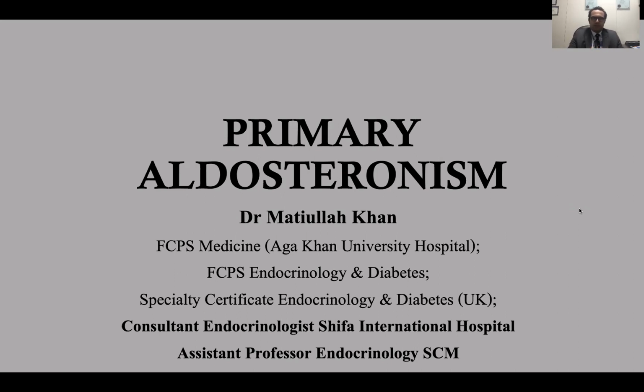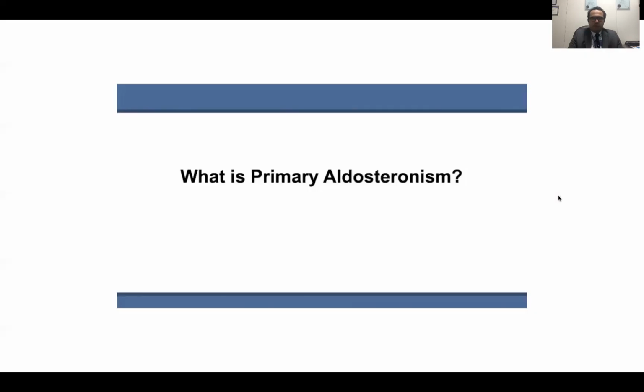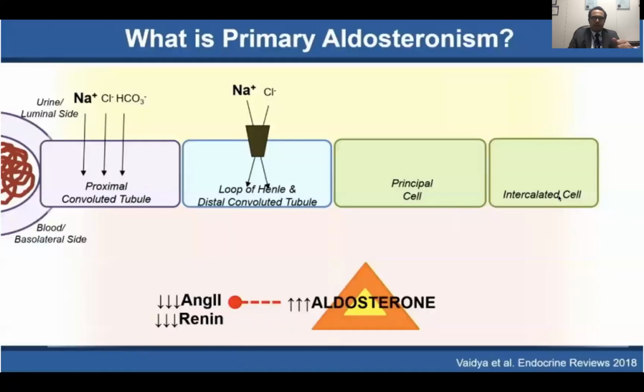Today, the topic of discussion is primary aldosteronism. So, what is primary aldosteronism? Basically, this is the autonomous production of aldosterone at the zona glomerulosa, either by hyperplasia of the gland or by adenoma. So, aldosterone is produced autonomously, and this is dysregulated production. And the angiotensin 2 and renin are actually suppressed in this case.